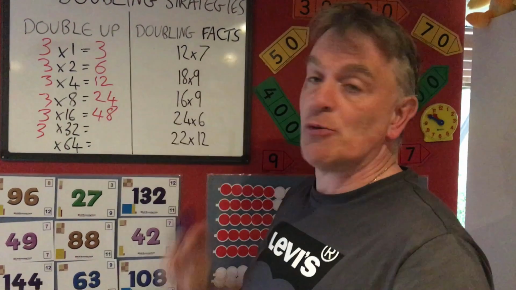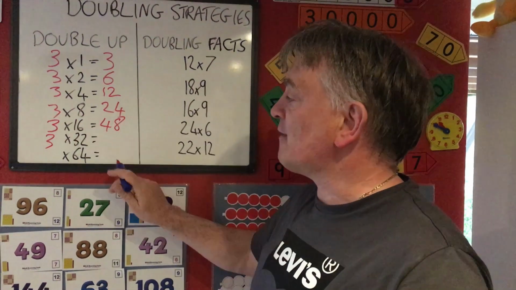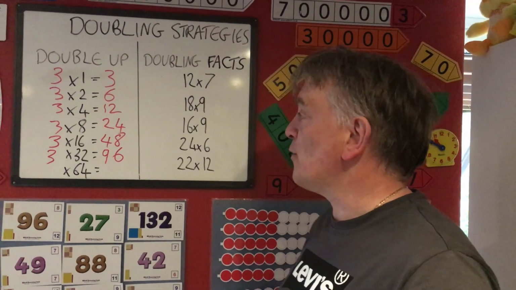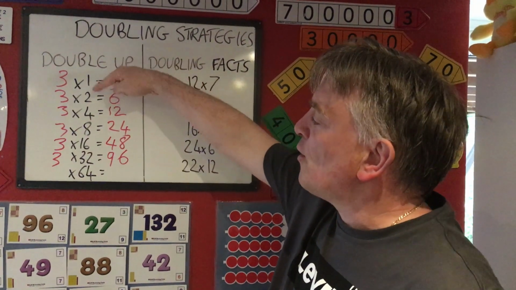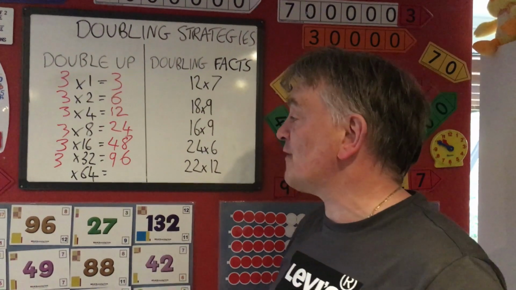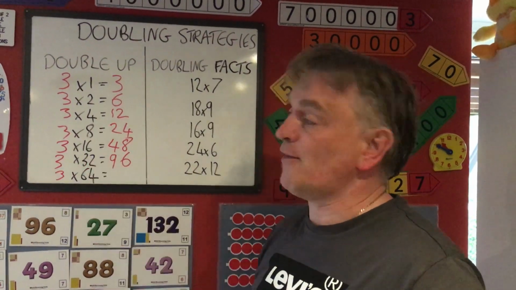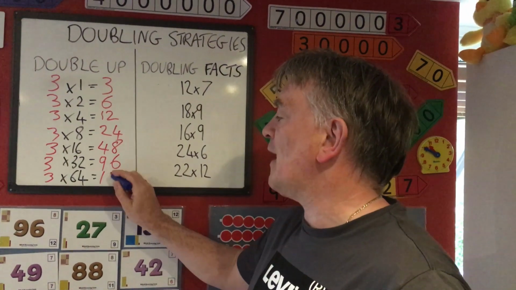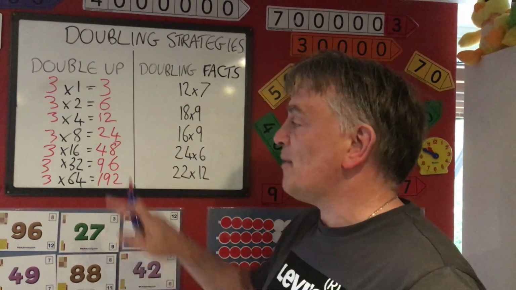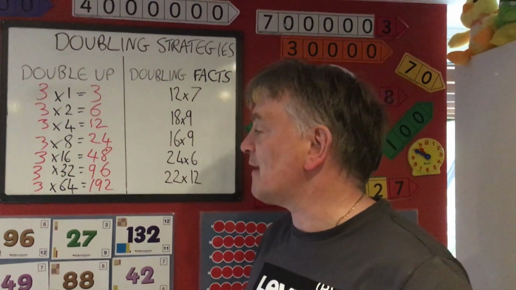But we can also use the doubling strategy. I know 3 times 16, and if I double it again, I'll get 3 times 32. So if you do see any of these numbers, 4, 8, 16, 32, 64, using the doubling strategy, we can even do 3 times 64. And if we double that, we'll get 192. Now you probably wouldn't use it for those ones, but it's certainly very useful for 3 times 16.